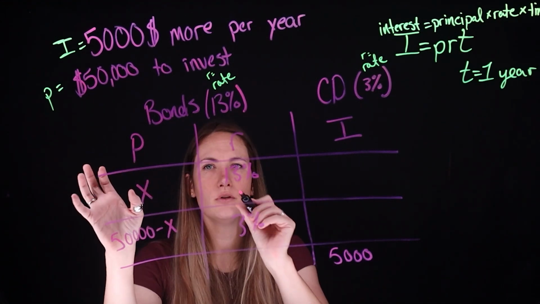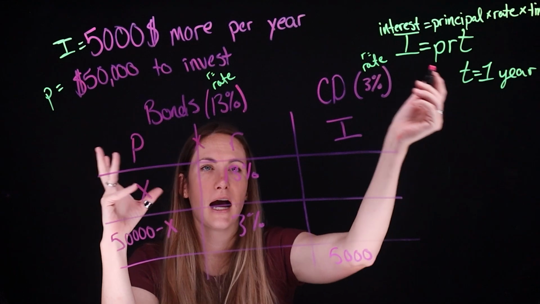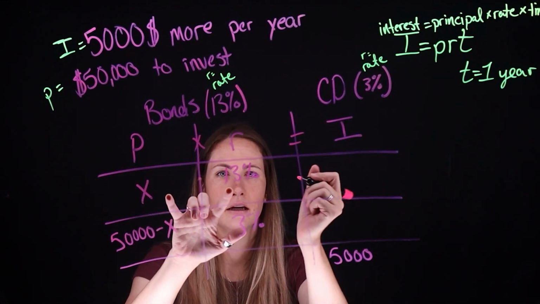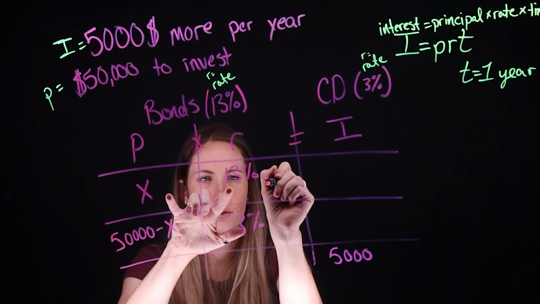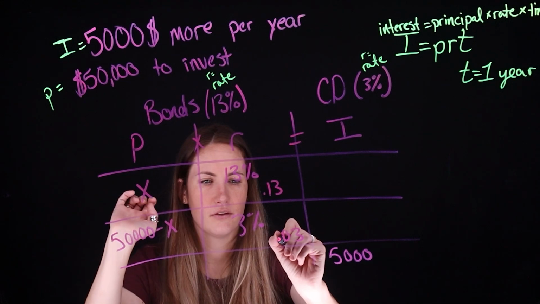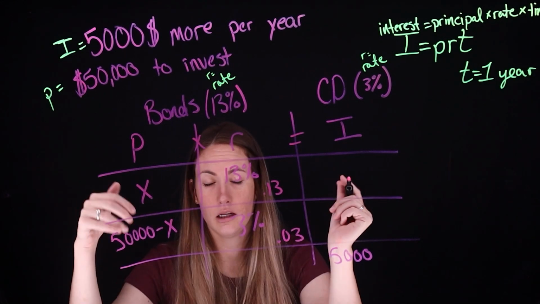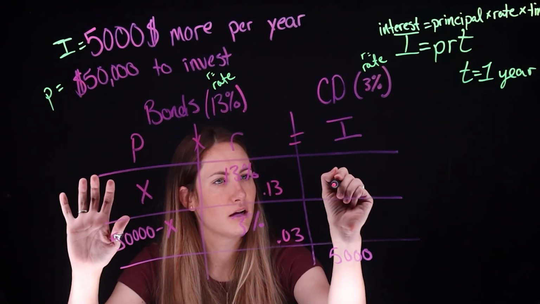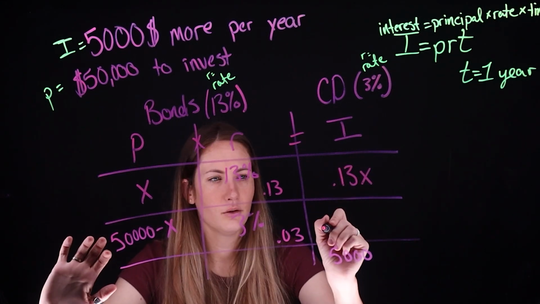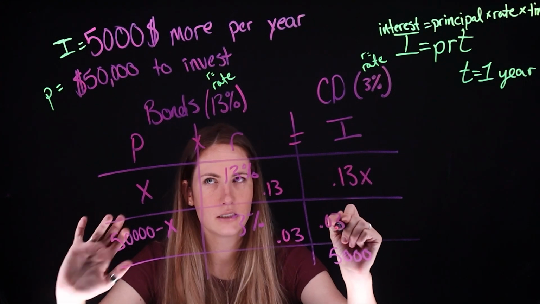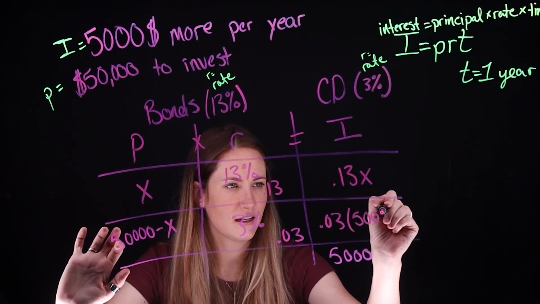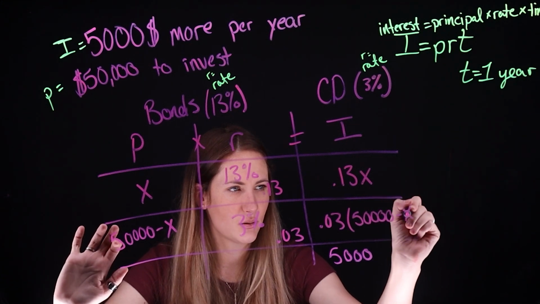Now, since it's principal times rate times time, which is 1, equals interest, I'm going to go ahead and say I'm changing this as well to 0.13. And this one's going to be 0.03. Because if it was 0.3, it'd be 30%, and nothing pays that much. So we're going to have 0.13x. And here we're going to have 0.03 times our principal, but since our principal here is 50,000, subtract x, I'm going to put it in parentheses.